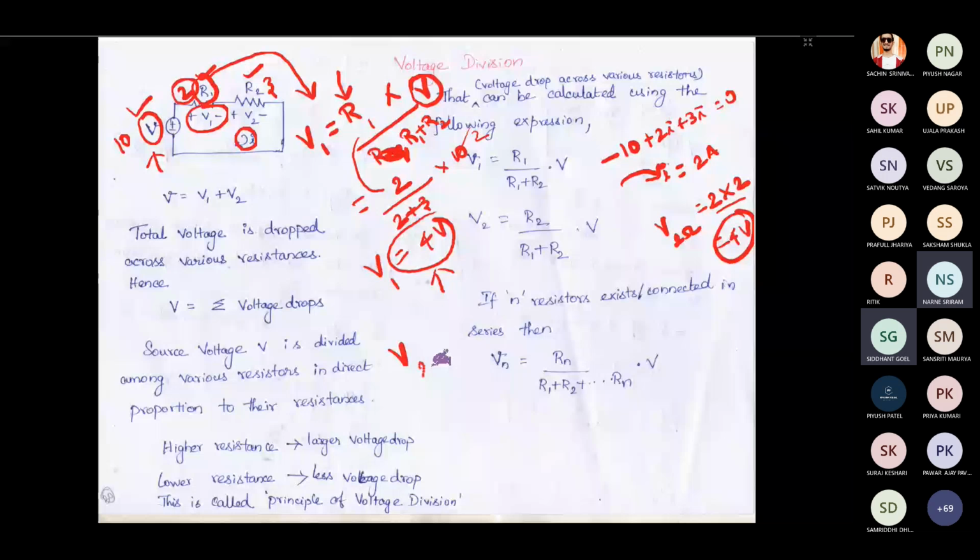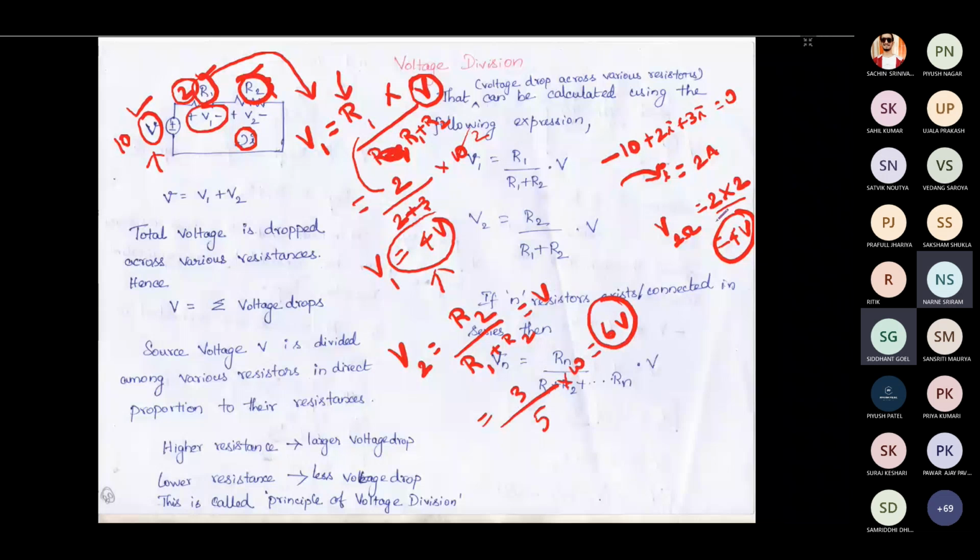Suppose I want to find the voltage across this resistor R2. That can be given by R2 divided by R1 plus R2, into the overall voltage V. This is the overall voltage, that is V. So here you can substitute 3 divided by 5 into 10, and you will get 6 volt. So here we are getting 6 volt. This is the voltage across resistor R2.